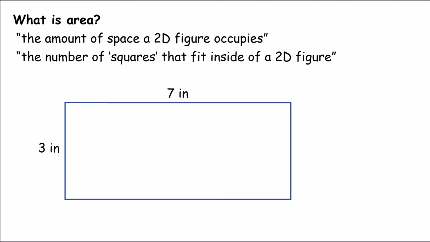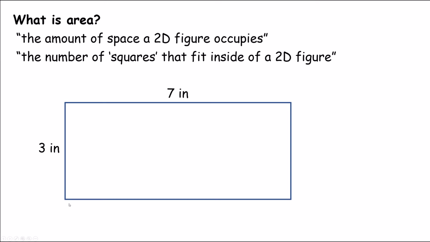I want to remind you, first of all, that area is often defined as the amount of space inside of a two-dimensional figure, or the amount of space that a 2D figure occupies. So you can see I have a rectangle drawn here. This rectangle measures 7 inches across and 3 up and down. Or you could say this rectangle has a length of 7 inches and a width of 3 inches.